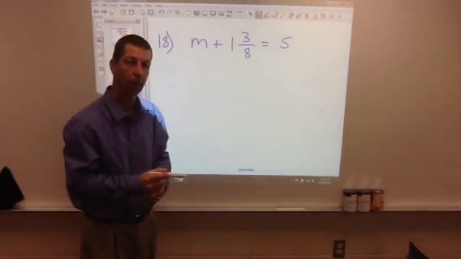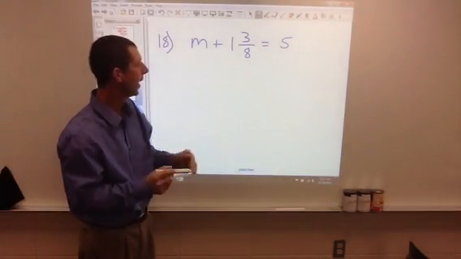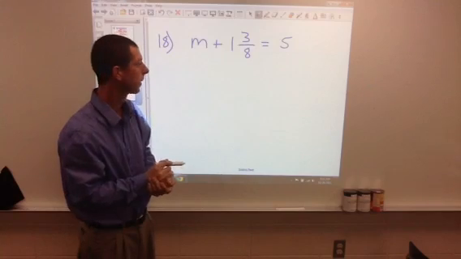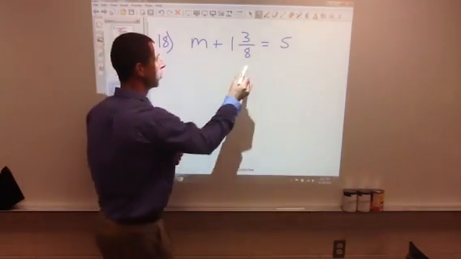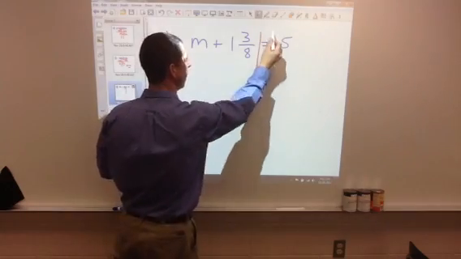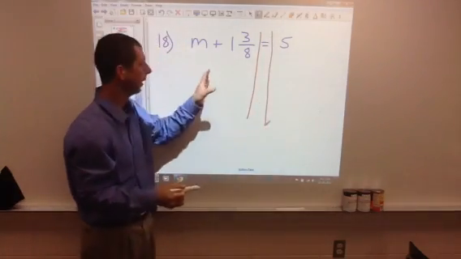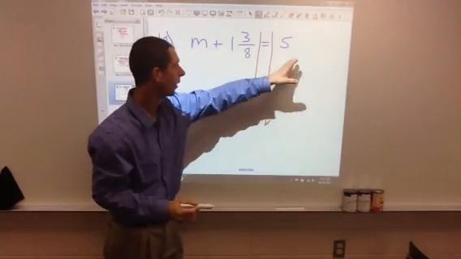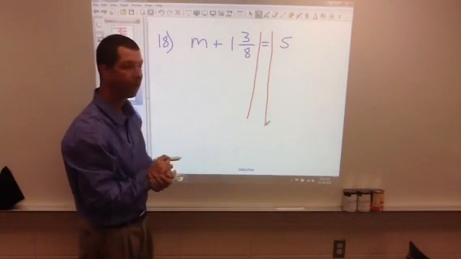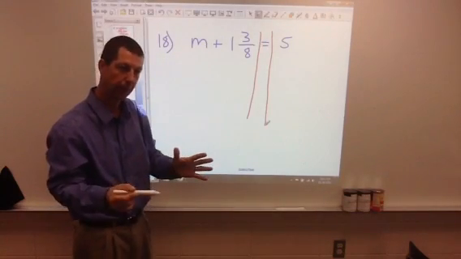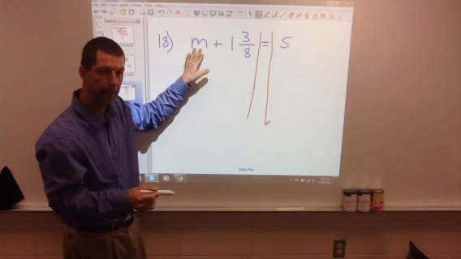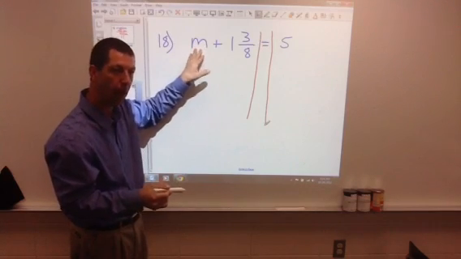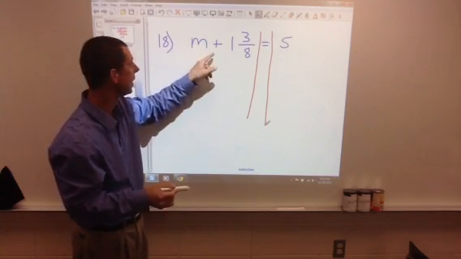Okay, here's another one. This one has a mixed number, but it's still the same process that we used on the previous 2 problems. So the first thing I'm going to do is divide my equation into 2 parts. Now obviously the first step here, which we talked about in the previous 2 problems, is to find your variable. The variable is m.